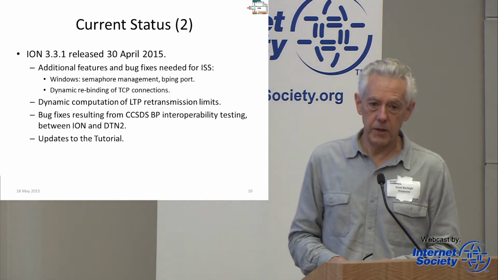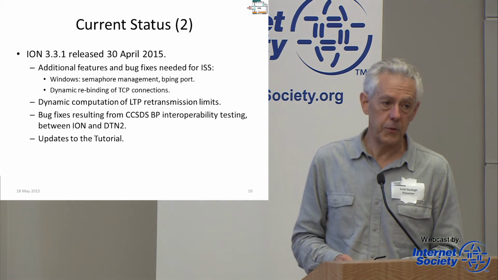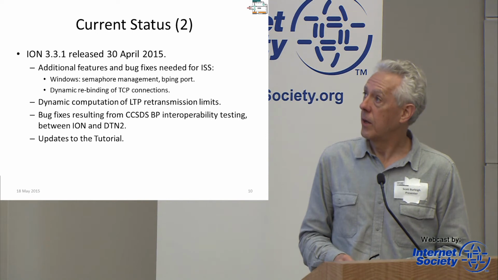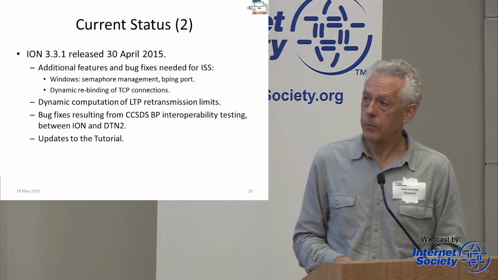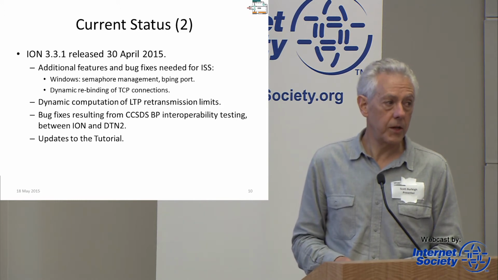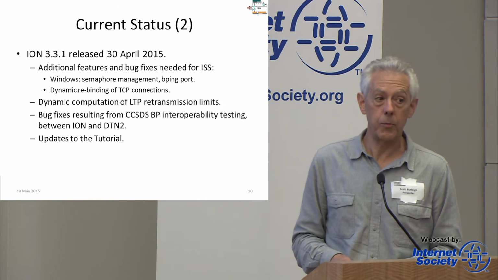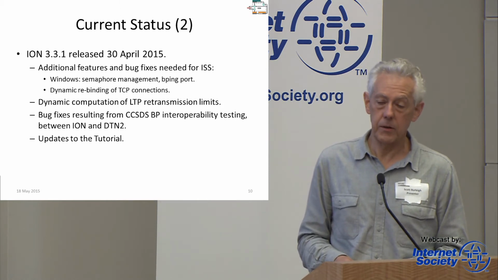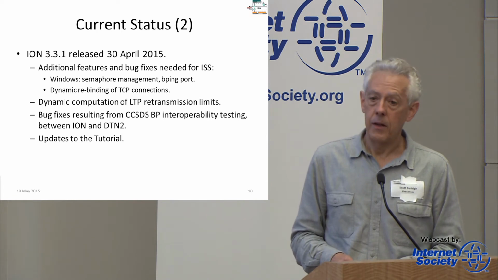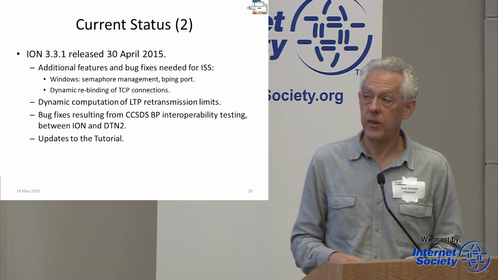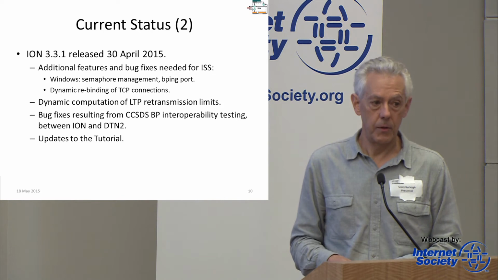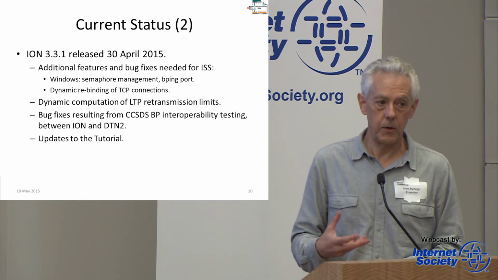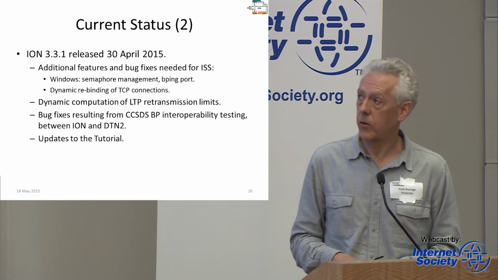The most recent work, and this is less than a month ago, ION 3.3.1, a point release, was issued. That included some additional features and bug fixes, mainly aimed at supporting the ISS deployment. There were some things that needed to be done on the Windows port in particular, in semaphore management that we hadn't noticed before until we started doing some heavy testing in Windows. And there's a sort of obscure feature about dynamically rebinding TCP connections that turns out to be very useful for the way ISS is going to be operating the TCP convergence layer.